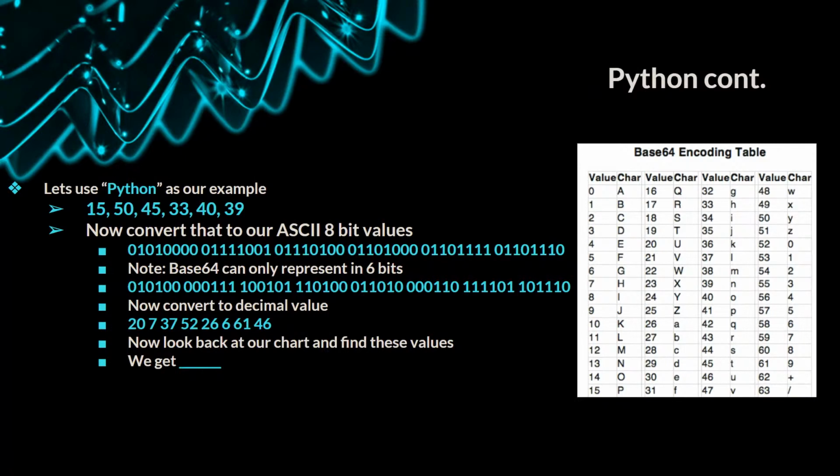Now, like I said from the previous slide, you now convert that into your 8-bit values. So convert 15 into binary, you get that number 0, 1, 0, 1, 0, 0, 0, 0, and so on. You do that for the other numbers.